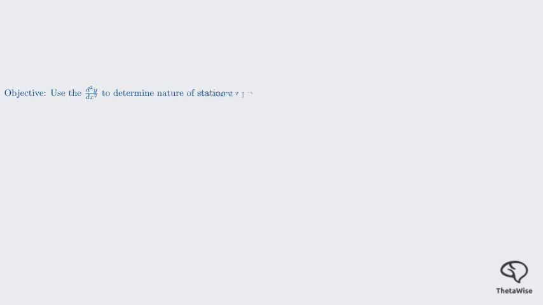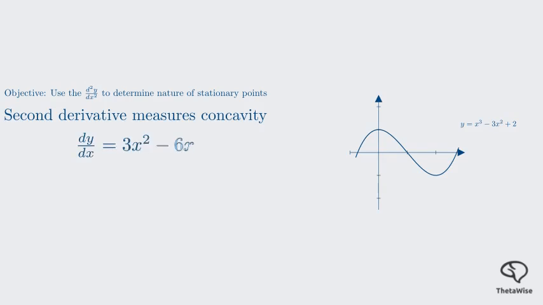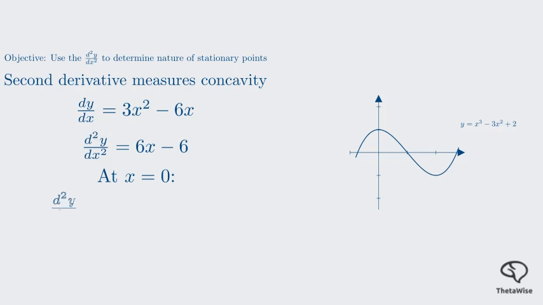A much faster and more common method in IGCSE exams is using the second derivative, written as d2y by dx squared. The second derivative measures the rate of change of the gradient. In simpler terms, it tells us about the curviness or concavity of the graph. We start with our first derivative, 3x squared minus 6x. Then we differentiate again to get 6x minus 6. Now, we substitute our x values into this new expression. At x equals 0, d2y by dx squared equals 6 times 0 minus 6, which is negative 6.